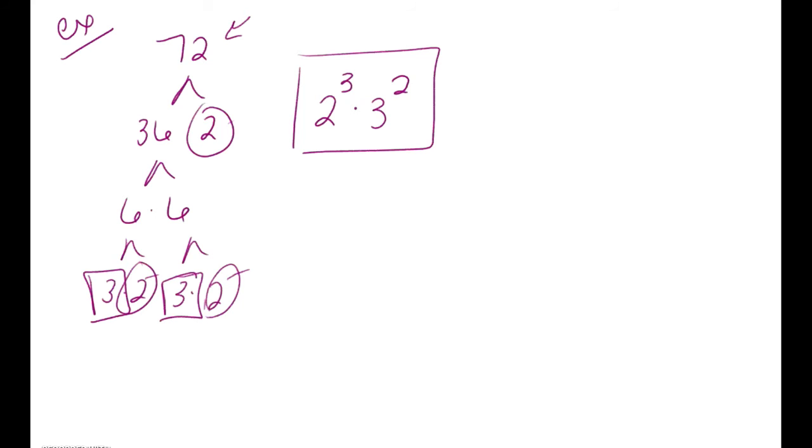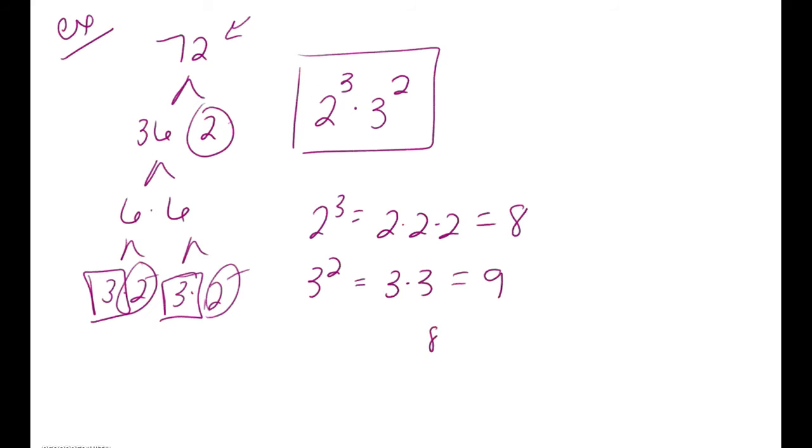And again, utilizing a skill that we learned last section, we could actually expand this answer to double check. So 2 to the 3 means I have 2 times 2 times 2, which is 8. And 3 squared means I have 3 times 3, which is 9. And when I multiply 8 times 9, I get 72. So again, a fun thing in math where we can do a lot of work and then come back and check our answer.